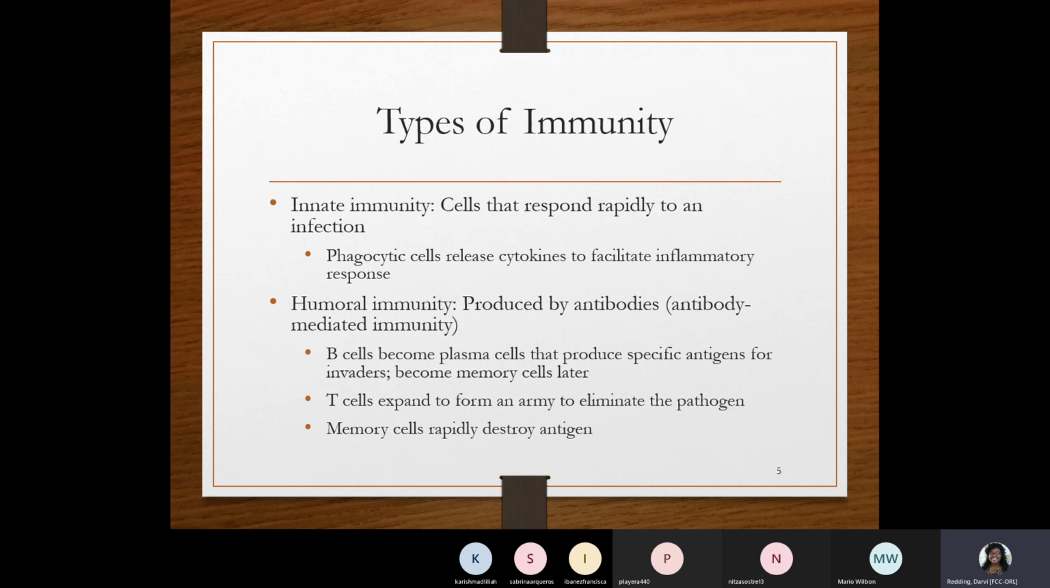And then you have the T cells, which expand to form an army to eliminate the pathogen, and then it represents the memory cells, which rapidly destroys the antigen. So you have two different types of immunity, the innate immunity and the humoral immunity.